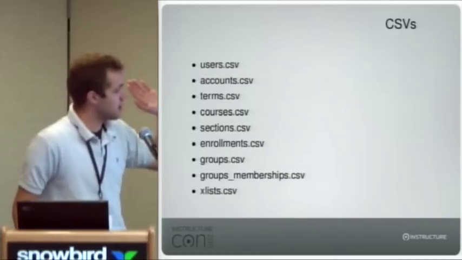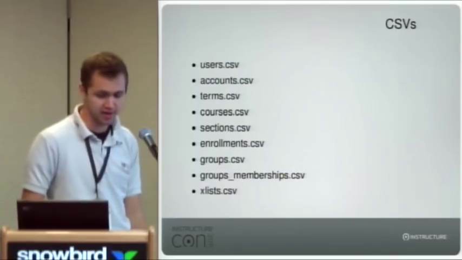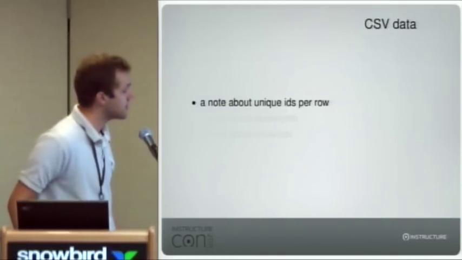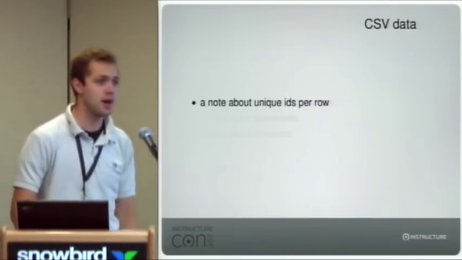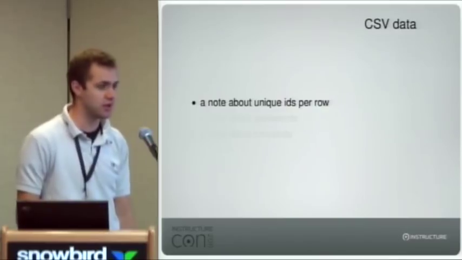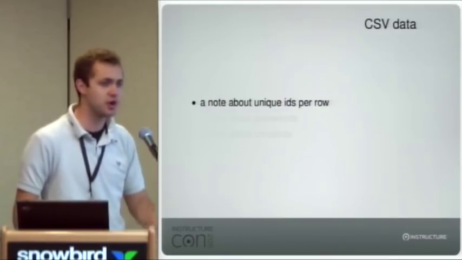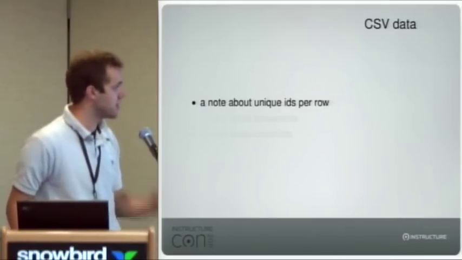The documentation for each one of these types is on our website, and I'll have links to that, how you can get that there. But just a couple of important notes. Each row in a CSV needs a unique ID, and usually your student information system has this for you, like a course ID or a user ID that uniquely determines that ID across your entire institution. So each CSV row needs one of those.